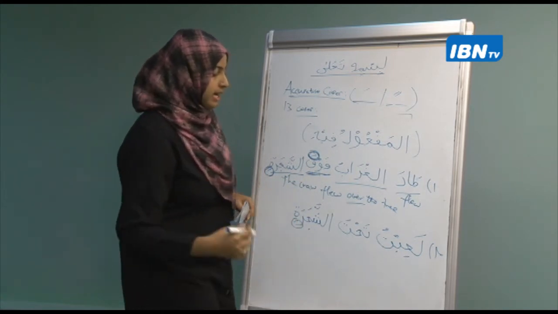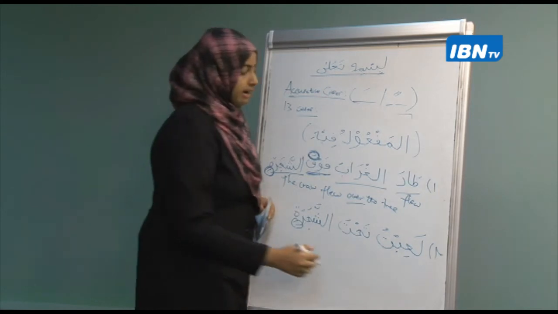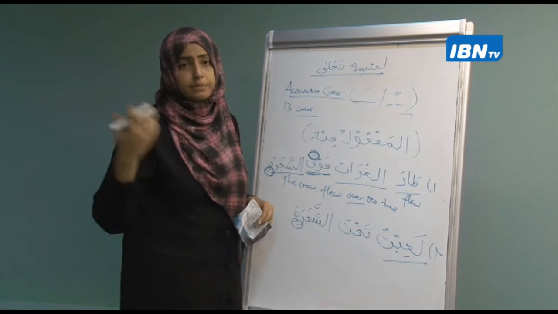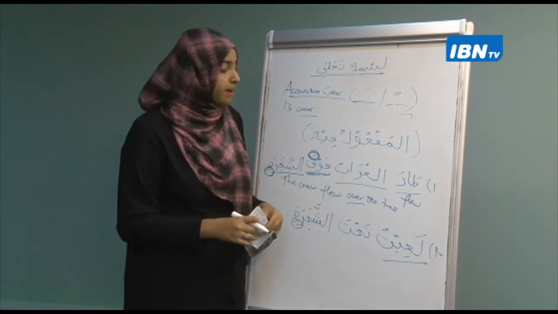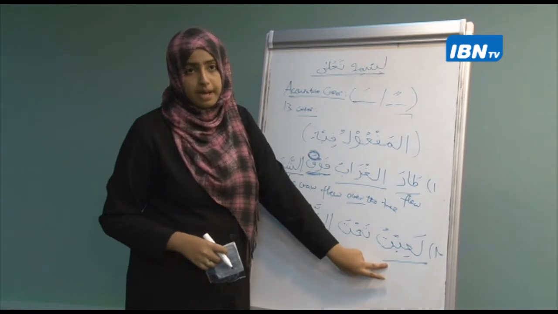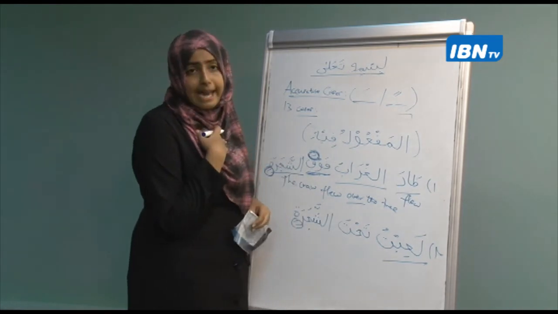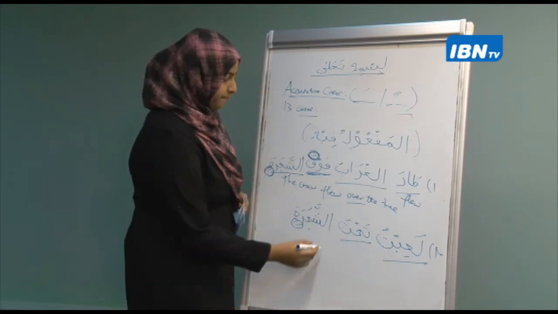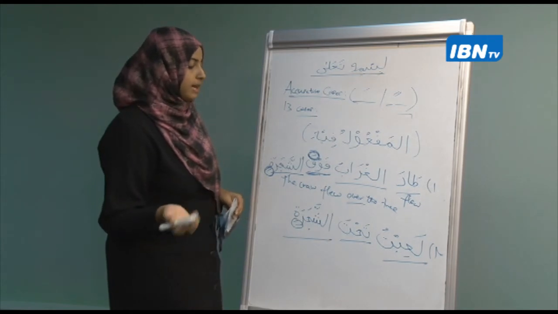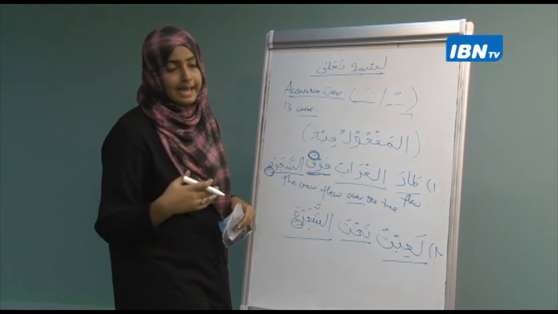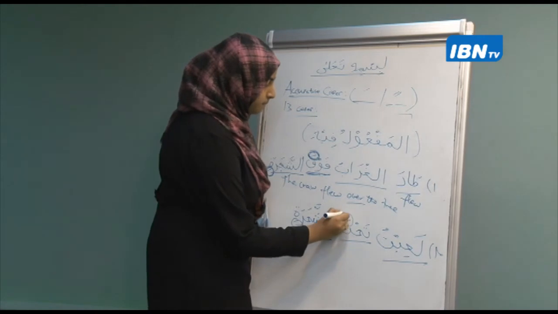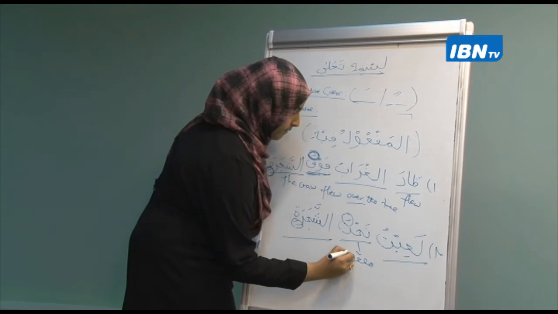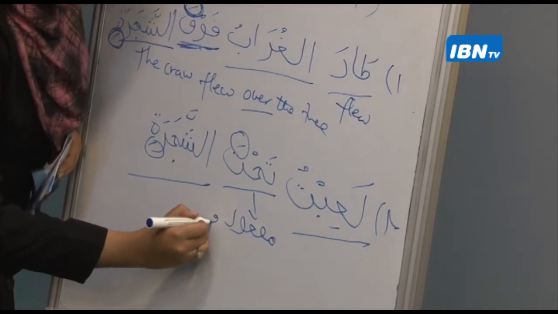Same here. لعبت تحت الشجرة. لعبت is tense. What tense is it? Past tense, present tense, future, command, prohibitive command. This is past tense, فعل الماضي. لعبت meaning I played. Where did I play? تحت, under the tree. Okay? So لعبت تحت الشجرة. I played under the tree. تحت is my maf'ulu fihi.